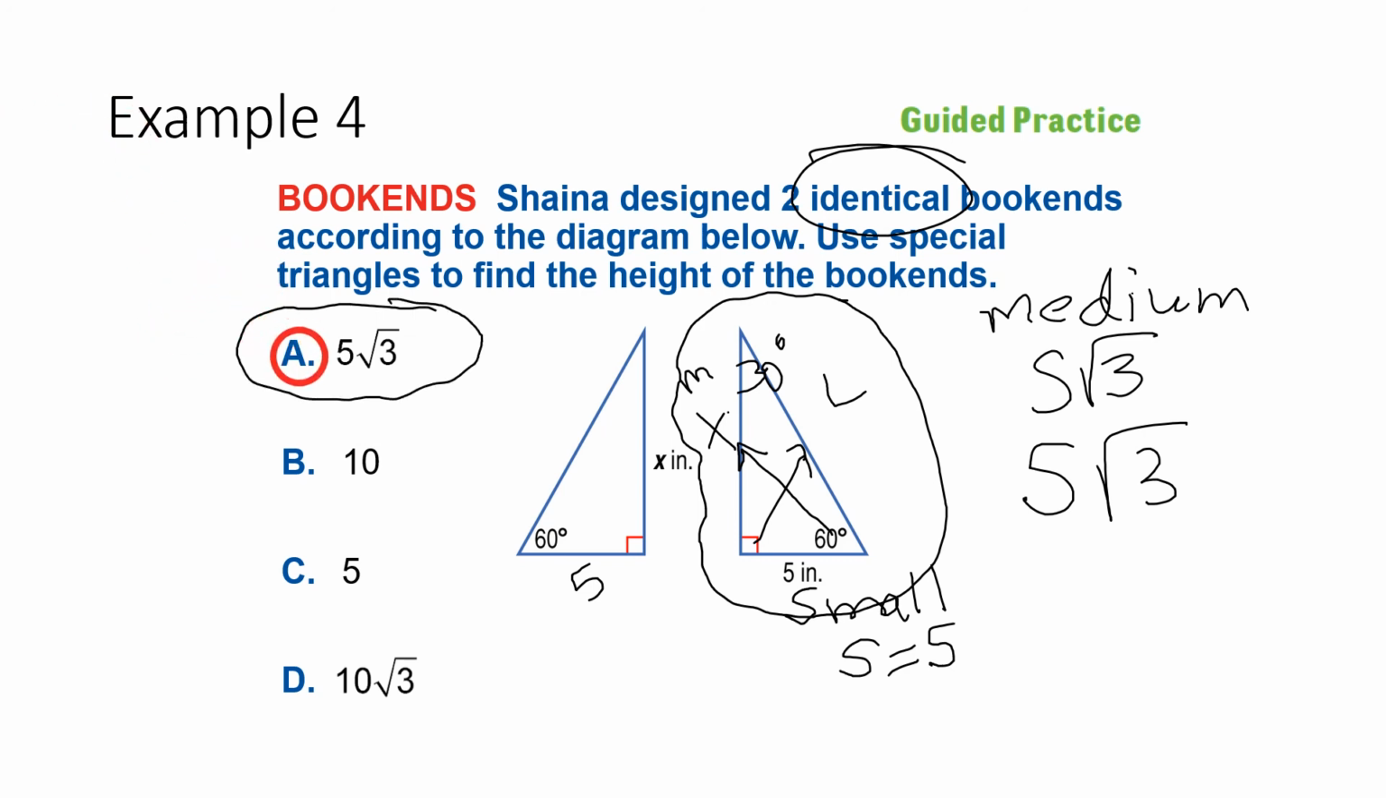Now, if they asked you to find the hypotenuse, that would also be an easy calculation, because you know that the hypotenuse is 2 times the short side, and the short side is 5. So that would be 2 times 5 is 10. So that would be the answer for that. They didn't ask for that in this problem, but I just thought it would be good to throw that in there.